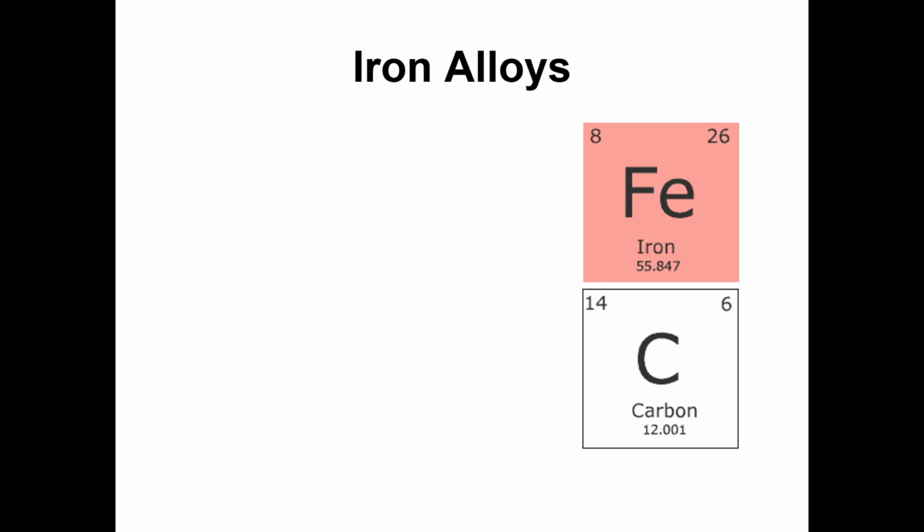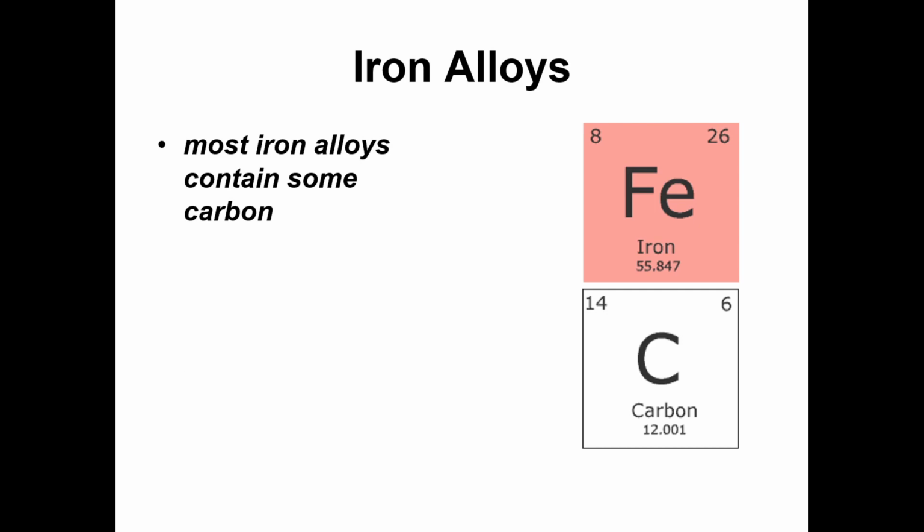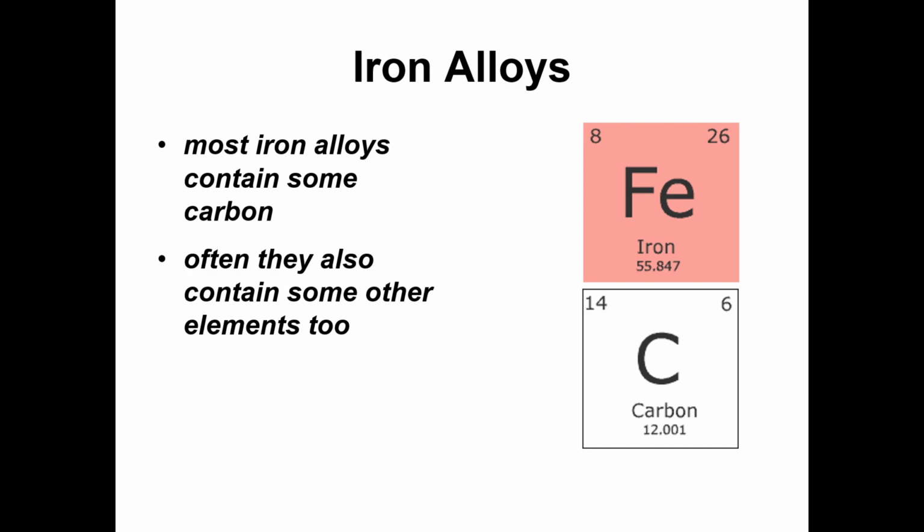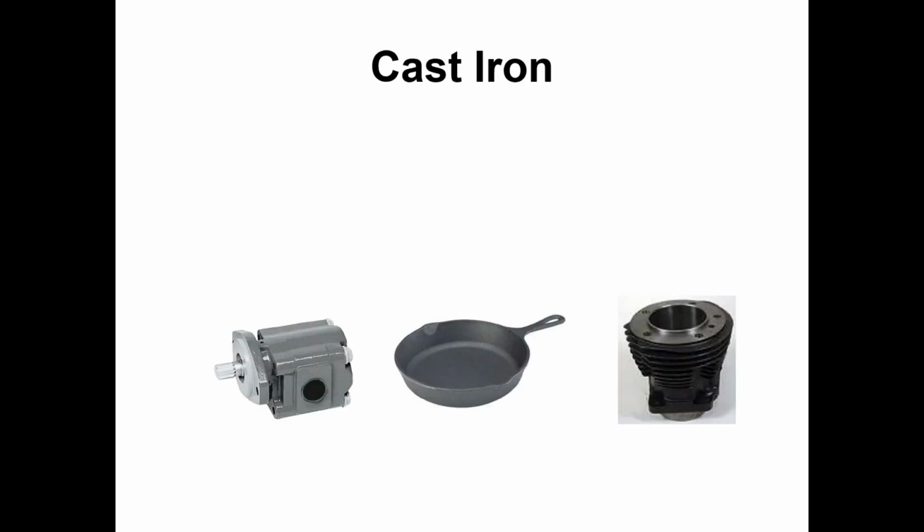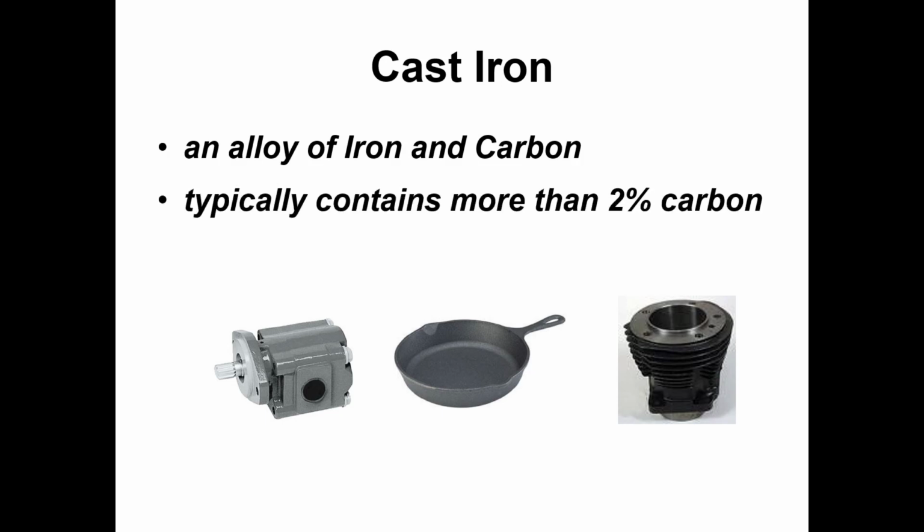So iron is Fe on the periodic table, and carbon is C. Those are their atomic numbers and atomic weights and stuff you learn in your chemistry class. So most iron alloys contain some carbon. They can also contain other elements. So, for example, cast iron is iron and carbon, and it has 2% or more of carbon. And these are some pictures of some common things that are made out of iron, like a frying pan, a cylinder on an engine, and looks like a little gearbox there.